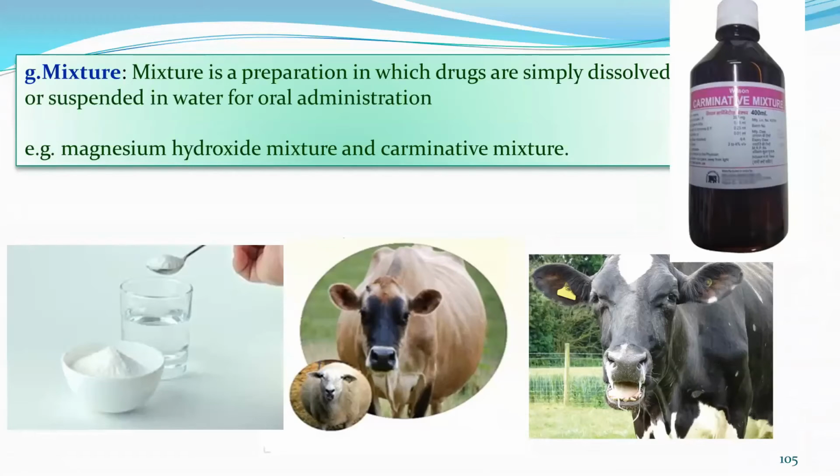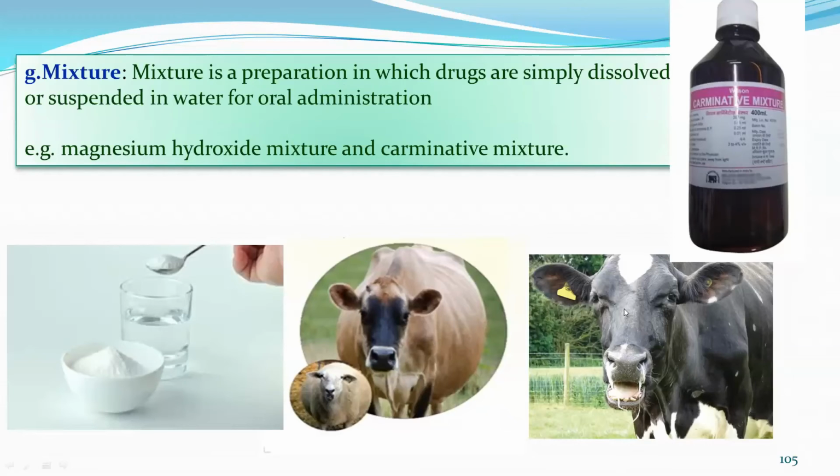And mixture is a preparation in which the drugs are simply dissolved or suspended in water for oral administration. Mixture, for example, carminative mixture. The carminative mixture is the one which reduces the froth formation and also stimulates the appetite in case of animals. So here you can see that carminative mixture is an example of a mixture. The examples are the magnesium hydroxide mixture and many other carminative mixtures.